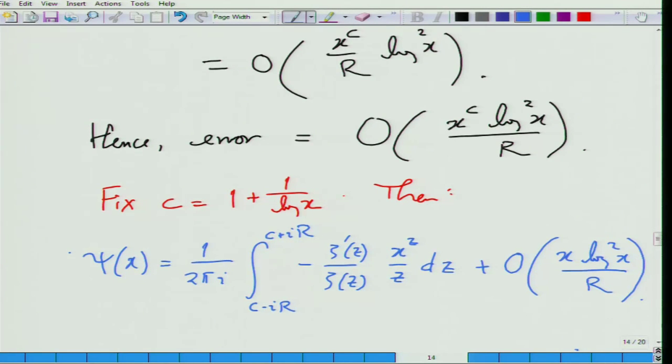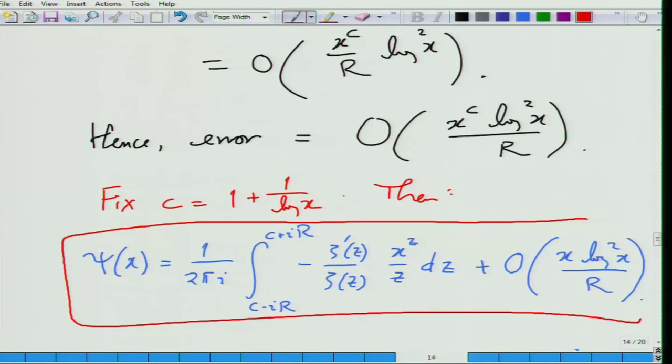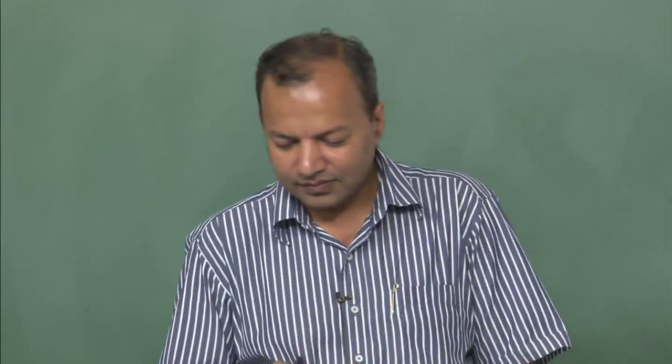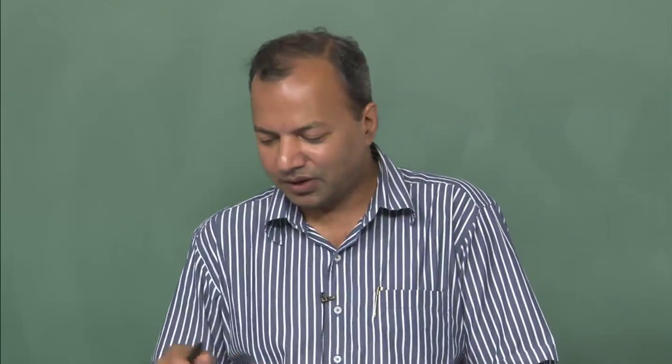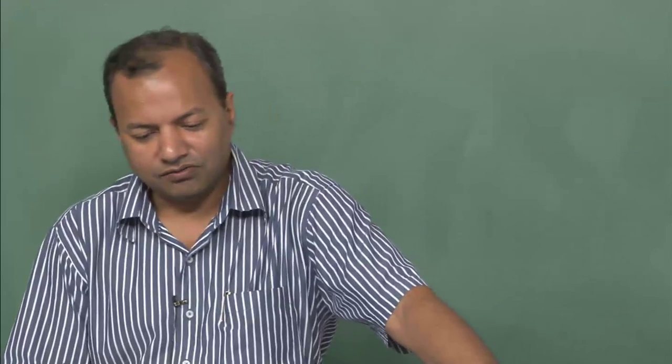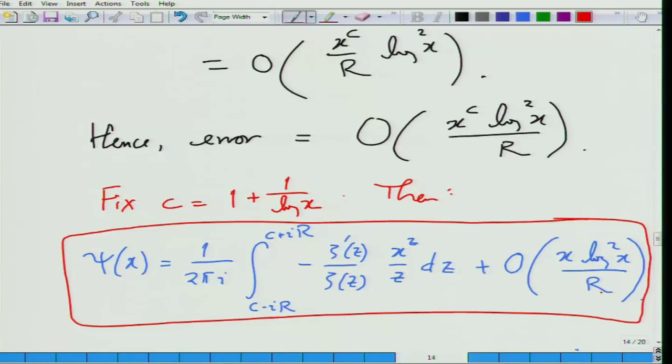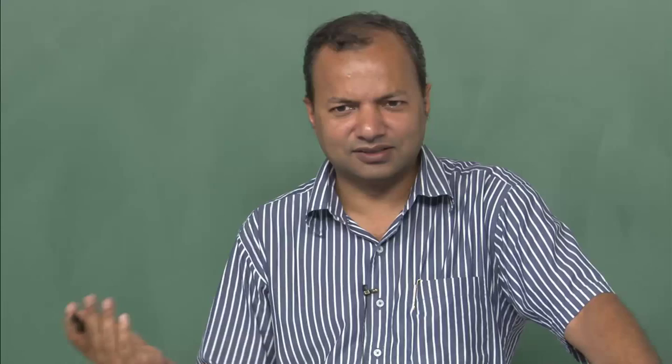And this is a pretty good starting point, that I have managed to write psi x, which is a kind of a cousin of the prime counting function, as a complex integral plus an error term, which is still too big if r is small. Of course, the nice thing is that r is in the denominator. So, I can always send r to infinity and make this vanish completely, and then the error term does not matter. In fact, then the choice of c also does not matter, it can be any constant.